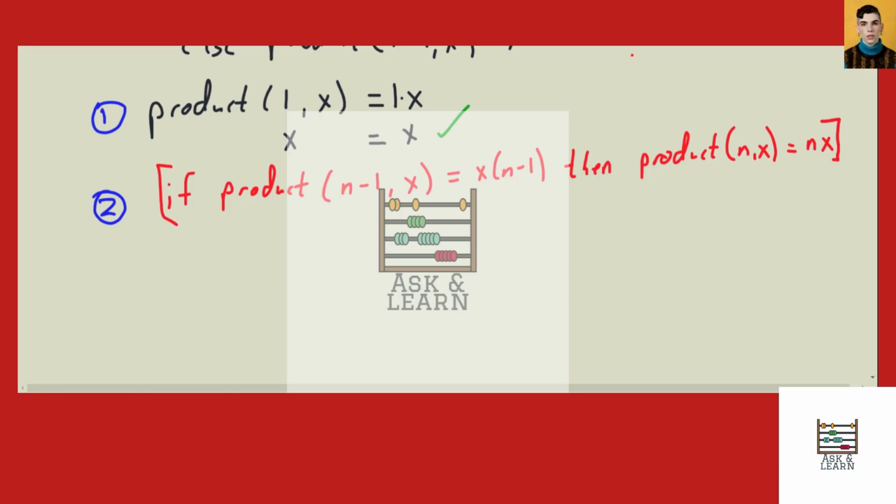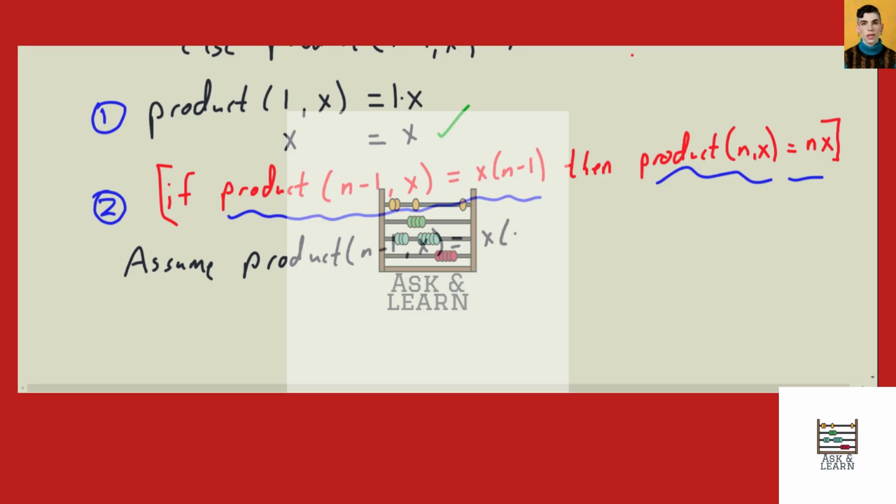So the key to the second step of induction is we want to show that what the previous step leads to the next step. So we get to take this for granted, and we need to use logical steps to get to this. So we can say assume that product of n minus 1 and x equals x times n minus 1. So we get to just start by assuming that's true. Now we need to figure out how can we get to here.